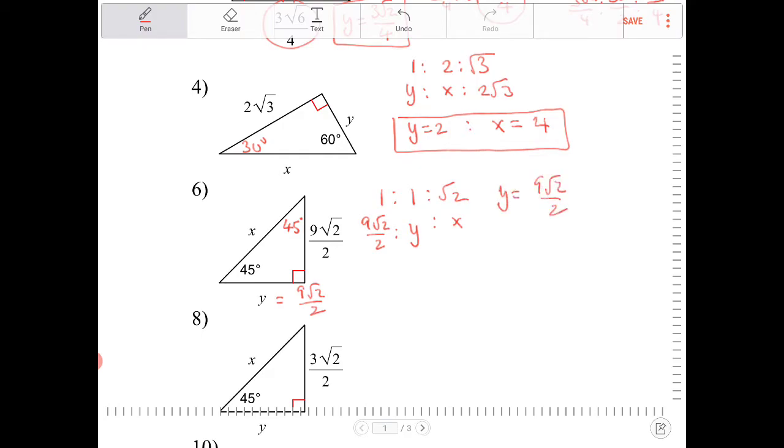Now what exactly is x? What am I multiplying 1 by to get 9 radical 2 over 2? I'm multiplying 1 by 9 radical 2 over 2. So x will equal 9 radical 2 over 2 times radical 2. And what will that be? That will turn into 9. So x is equal to 9.